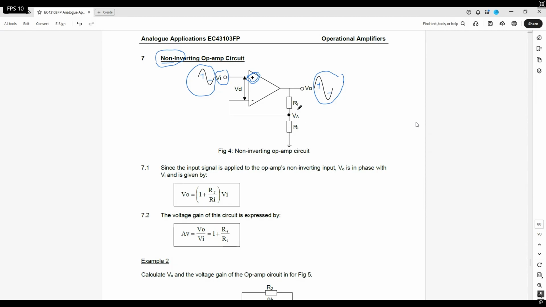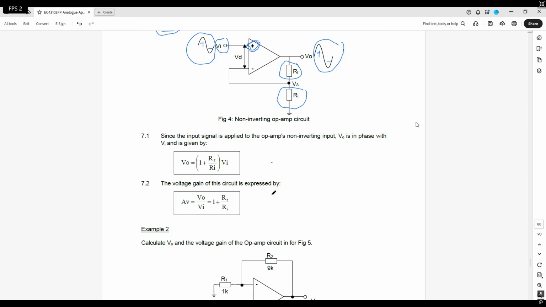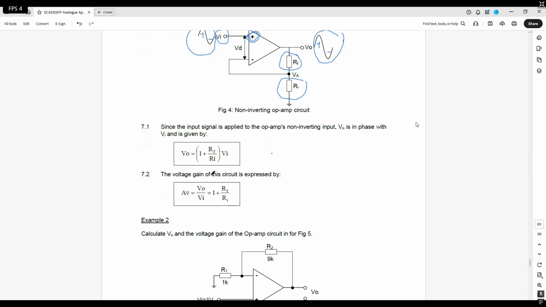This is still RF now, the feedback resistor, and this is considered the input resistor, RI. Still the same, just the position only. If there's no question regarding what I just showed you, we move on to the formulas. Here it is slightly different. You want to calculate the output voltage, you will have this formula: 1 plus RF over RI multiplied by VI, the input voltage.